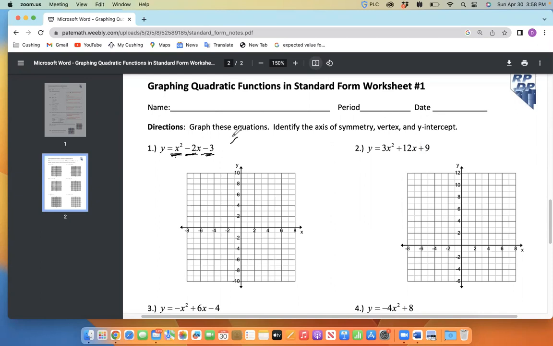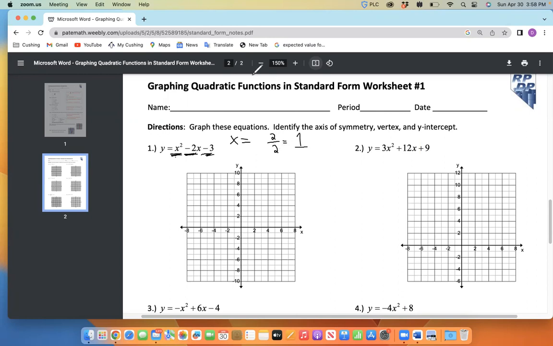So if we need to find negative b over 2a, that's the axis of symmetry. Negative b, so b is negative 2, so negative b flips the sign. It's going to be positive 2 instead of negative 2. And then 2a, so a is positive 1, so 2 times a is 2. So here we have 2 over 2, x equals 1.